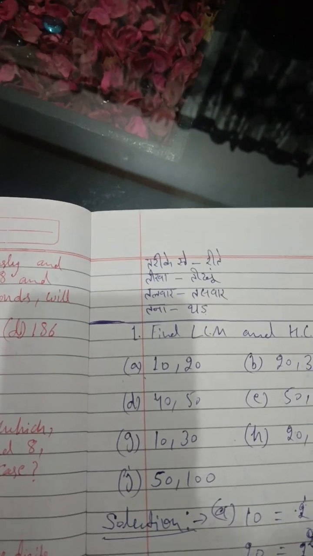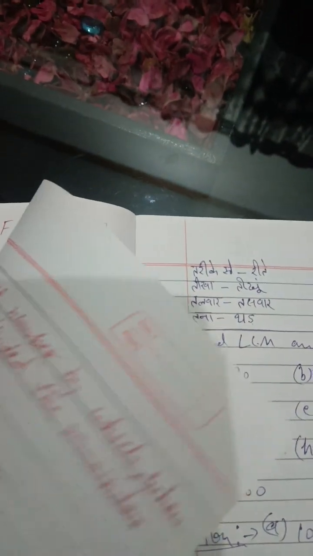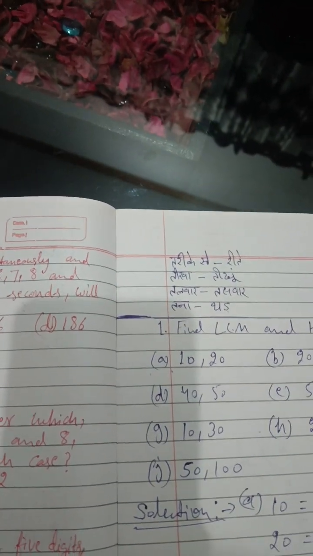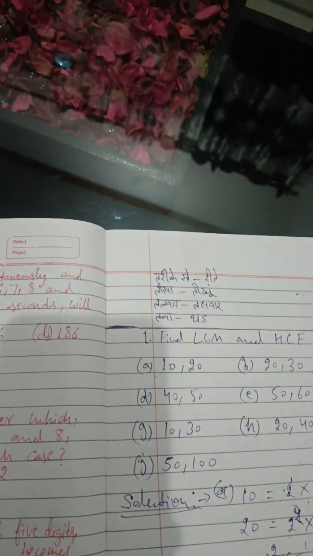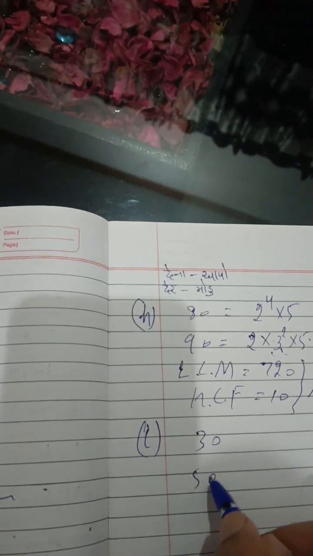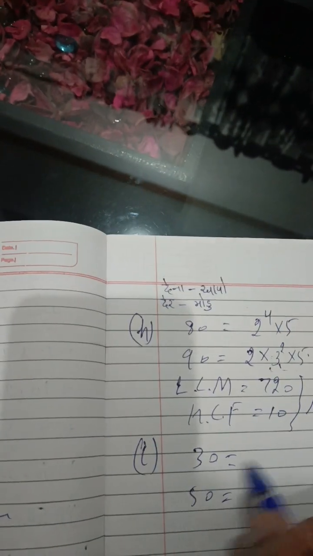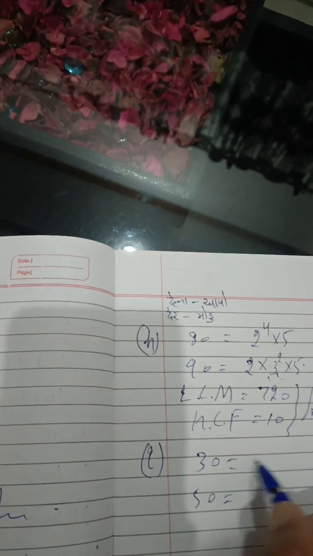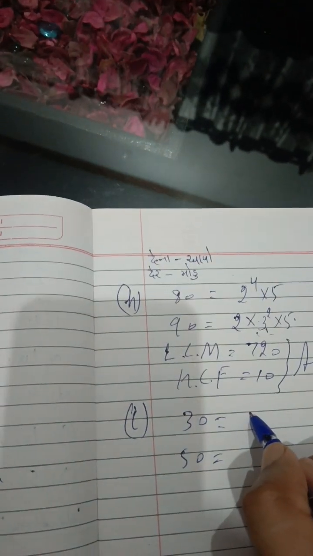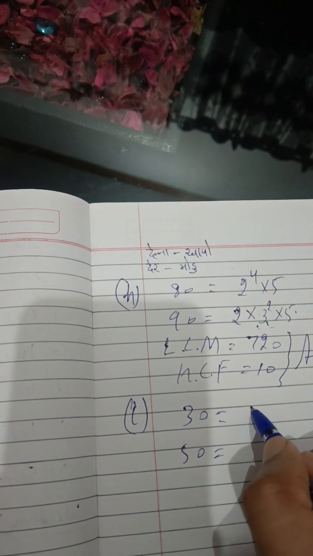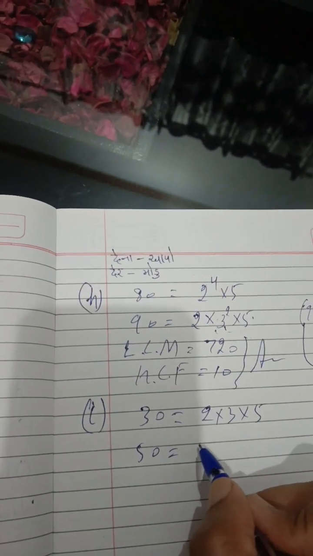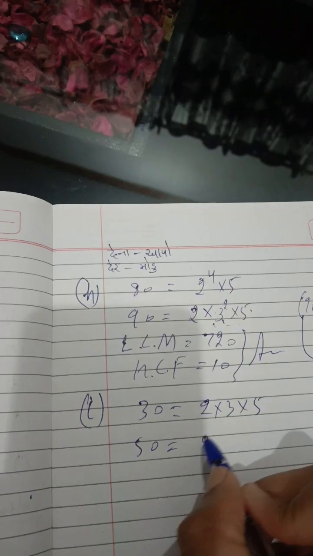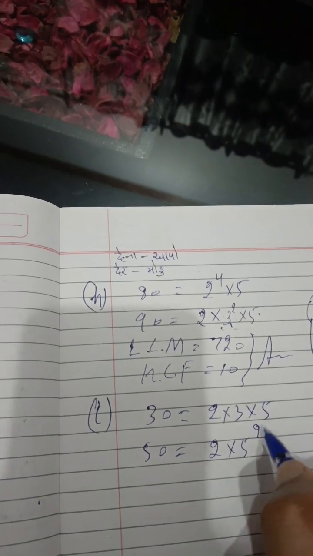20 and 40. Okay, so he accidentally calculated this sum. 10 into 30. I think you can solve all these questions. I part is 30 and 50. Okay, let's calculate this. 30 is 2 into 15. 15 is 3 into 5. So 30 is 2 into 3 into 5. And 50 is equal to 2 into 5 square.